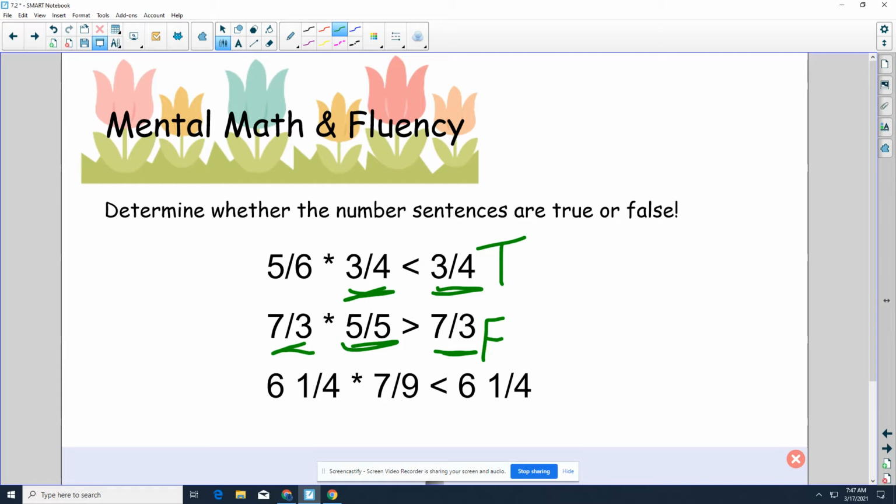6 1/4 times 7/9 is less than 6 1/4. When I look at that, is it a true or false statement? Our original mixed number is 6 1/4. I know that this factor of 7/9 is less than 1, so 6 1/4 multiplied by a fraction less than 1 would be less than 6 1/4. So that is true.